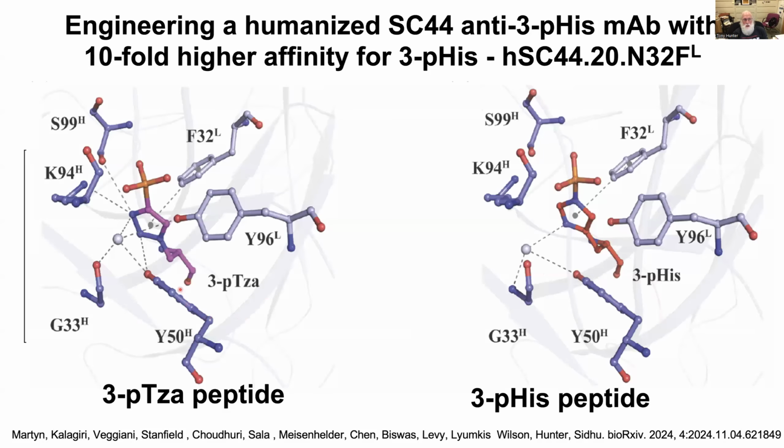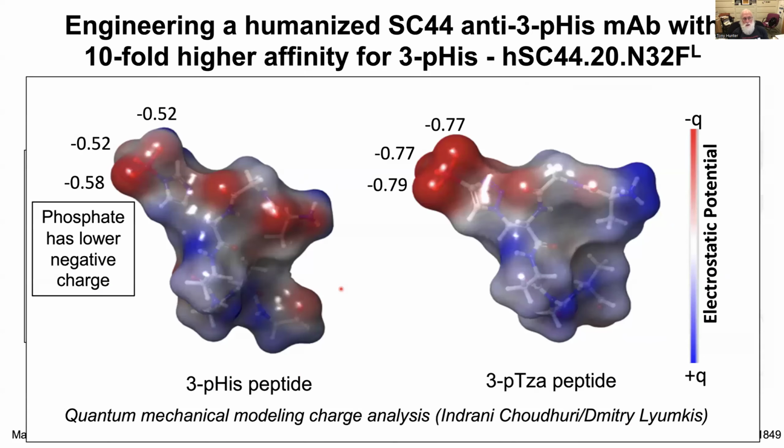The structure shows one of the reasons for this increased affinity, which is this phenylalanine mutation here, which forms a perpendicular pi-pi bond with the TZA ring here. And we've done some quantum mechanical modeling on why these modified antibodies have higher affinity for the phosphohistidine. And we think it's because the phosphate on the phosphohistidine has a lower negative charge when it's bound.